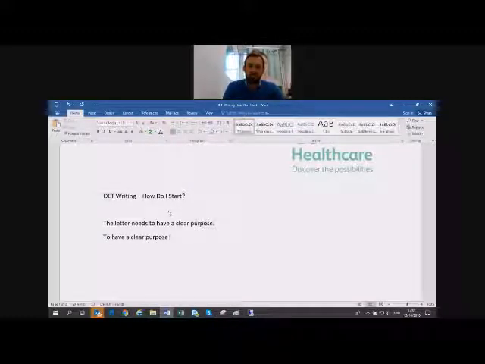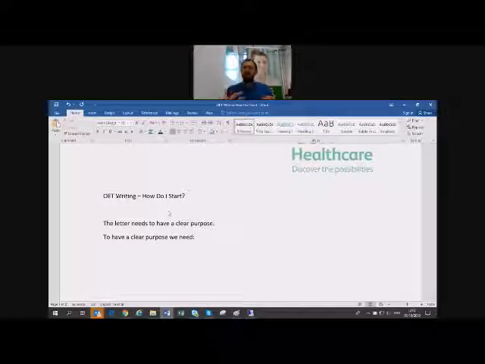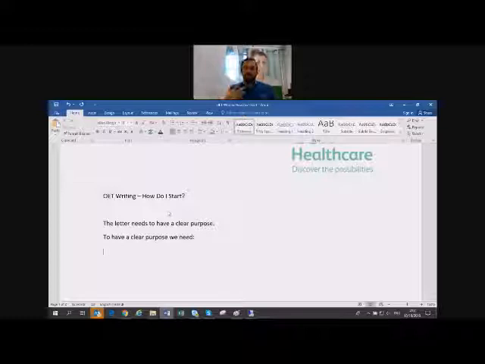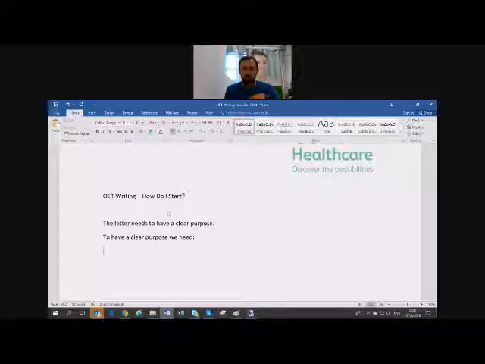To have a clear purpose, what do we need? If you're writing something and you want it to have a clear purpose for someone else to receive it, what do you need to write that letter? What do you need to know? What do you need to do if you're going to do that? Any ideas, suggestions?